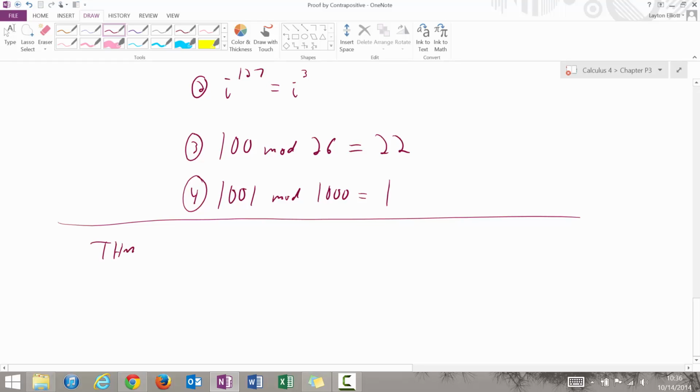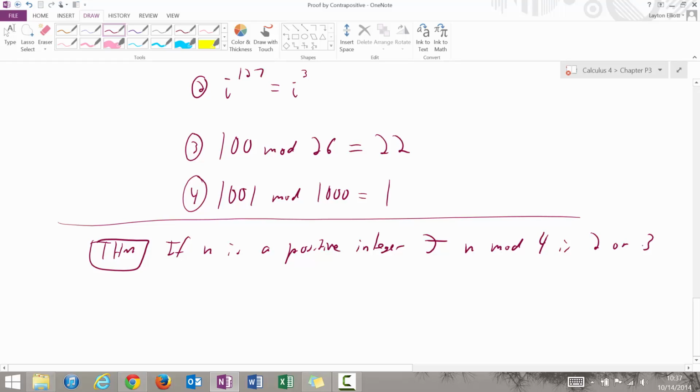So the theorem we're going to try to prove with this concept, and you'll see the concept of modular arithmetic, is that if n is a positive number, or sorry, positive integer, such that n mod 4 is 2 or 3, then n is not a perfect square.